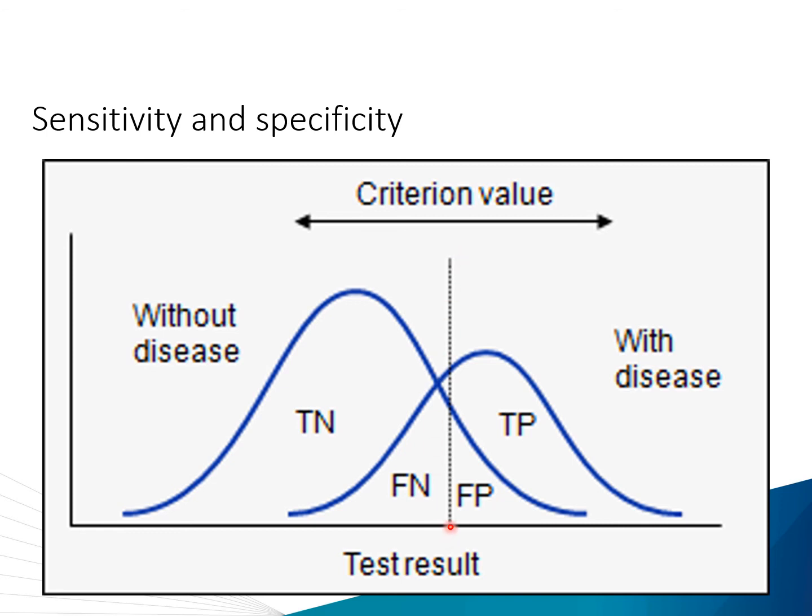And the problem is that you can never entirely separate these two. The distributions always overlap. It is impossible to get a test which has no false negatives and no false positives. We can work to find the level at which these are minimized.